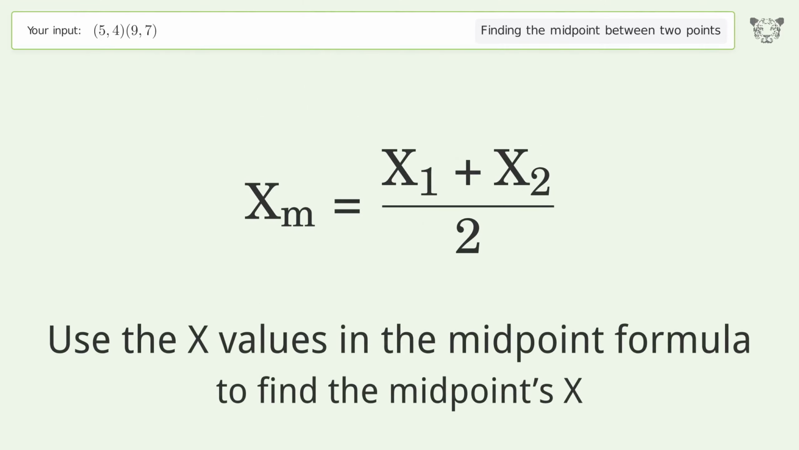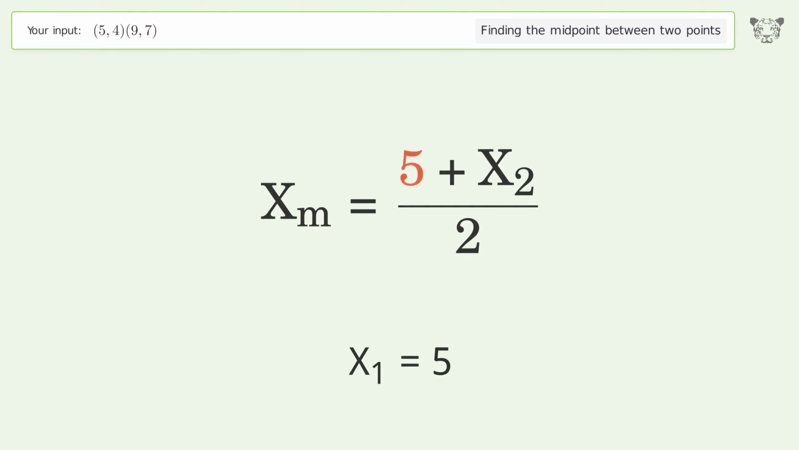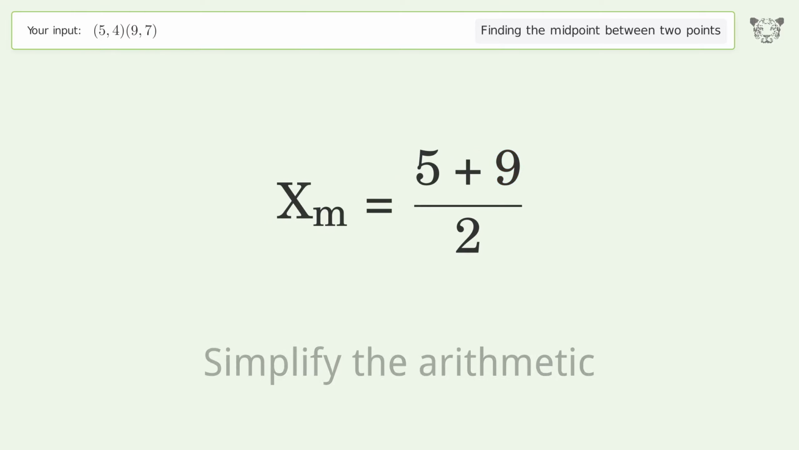Use the x values in the midpoint formula to find the midpoint's x. x1 equals 5. x2 equals 9. Simplify the arithmetic.